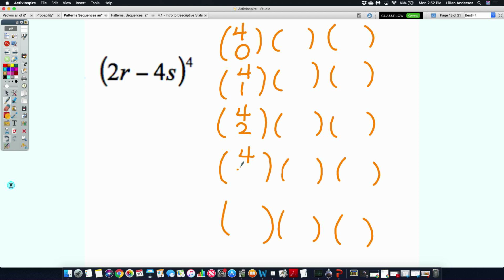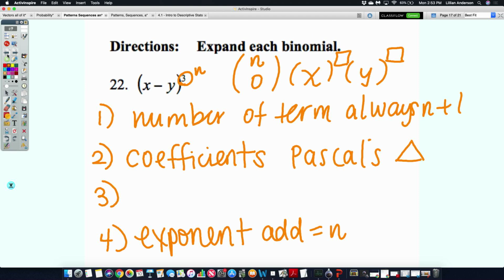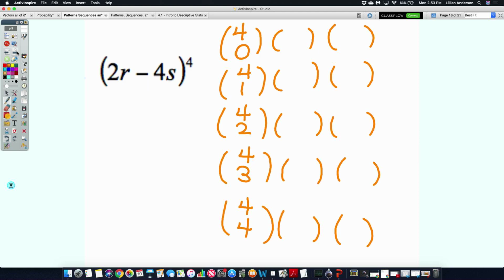n choose... wait, shouldn't it be 5? It's always the value of n, to the 4th power. Then where do we get n plus 1? N plus 1 represents the number of terms you'll have. Remember, the number of terms is always n plus 1. So since we have an exponent of 4, we should have 5 terms in the binomial expansion. And it should always go up to 4, or n choose n.